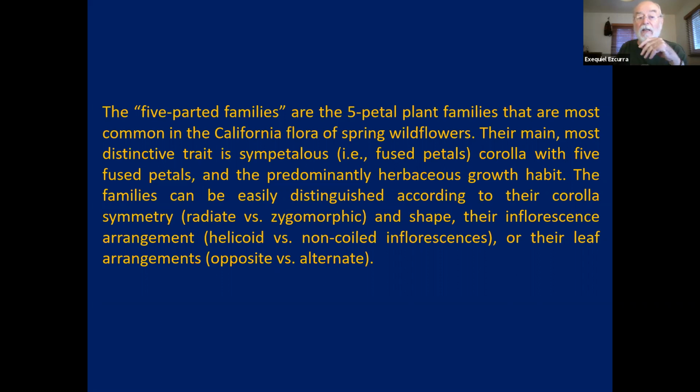5 petals, and that can divide it into 2 groups within the 5 families. 2 of these families have zygomorphic corollas, while the other 3 of these plant families have actinomorphic or radiate corollas. And then, as we'll see later, the presence of helicoid inflorescences is also a very distinctive trait.